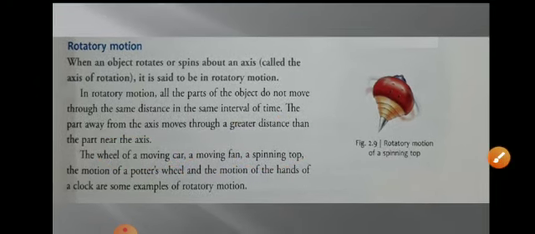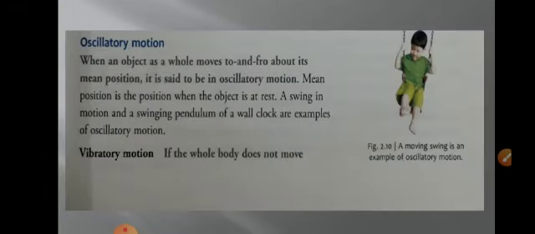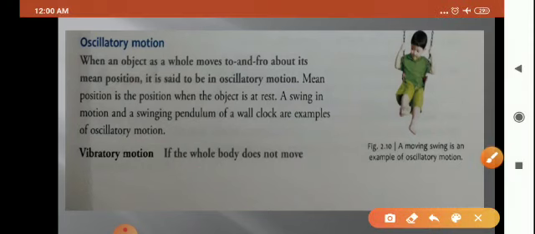Now, the next motion is your oscillatory motion. Now, what is oscillatory motion, children? When an object as a whole moves to and fro about its mean position, it is said to be in oscillatory motion. What is to and fro motion, children?